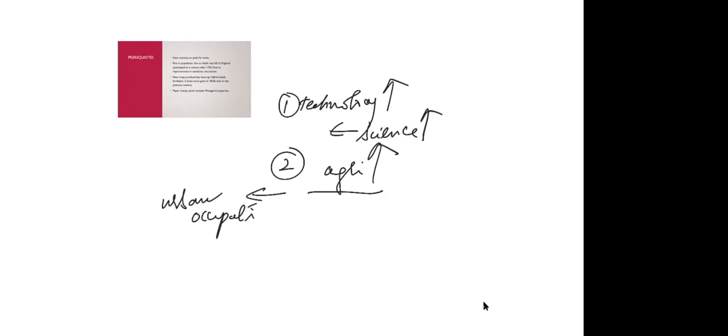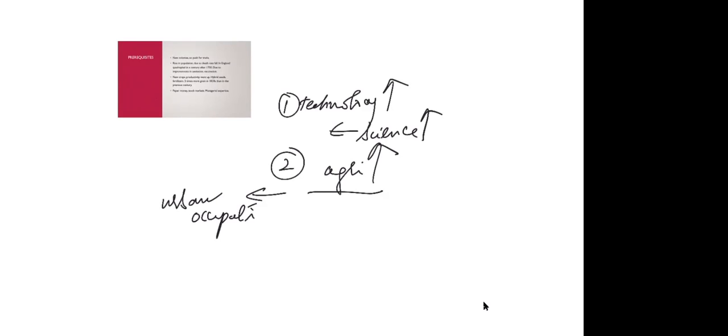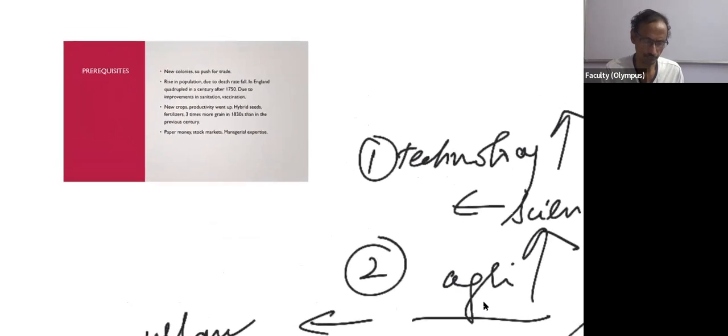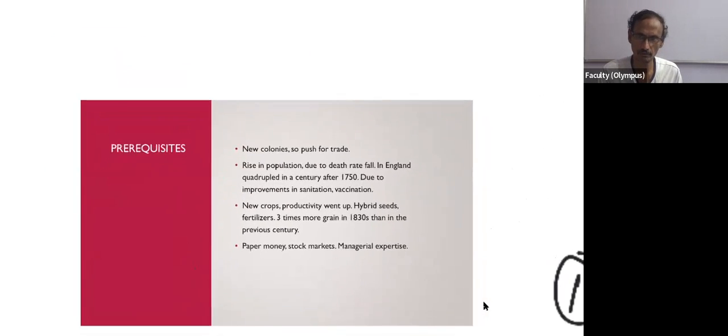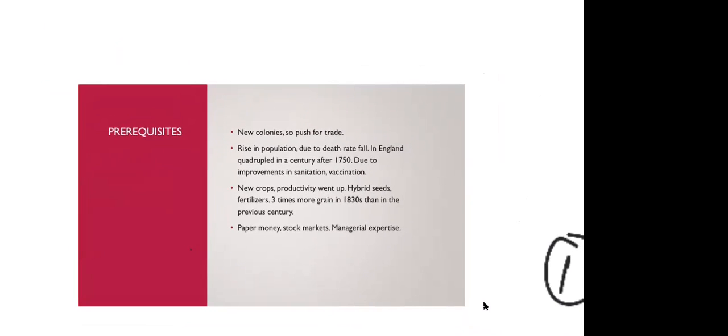The slide is not visible. But my write-up is visible, right? Yes, sir. Just go through the write-up now. Urban occupations. So technology improvement, which meant science improvement, and agricultural productivity. And what happened during that time? Okay, now it is visible, right? Yes, sir. I myself reduced the size.